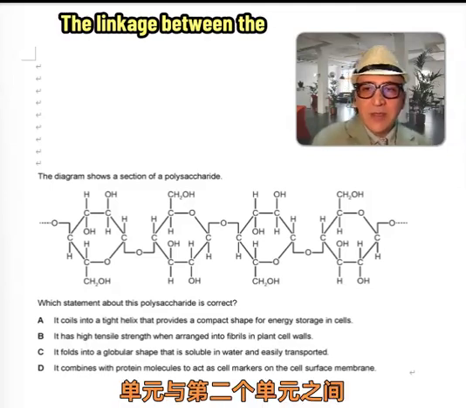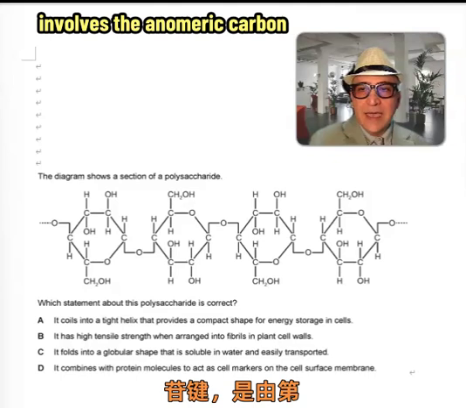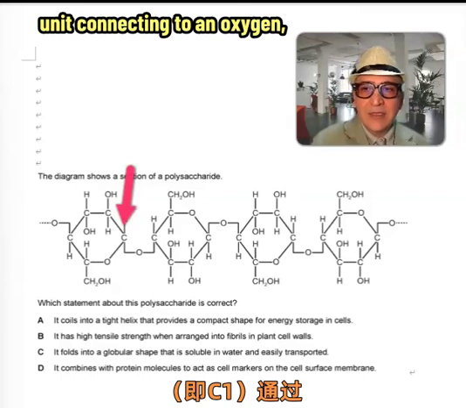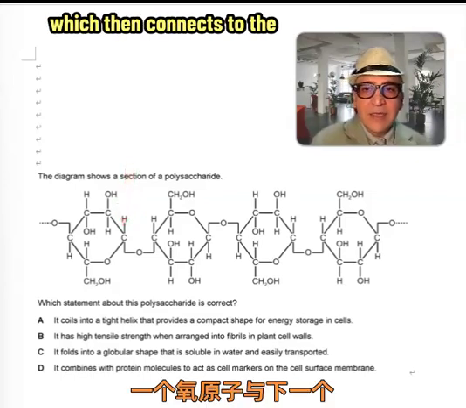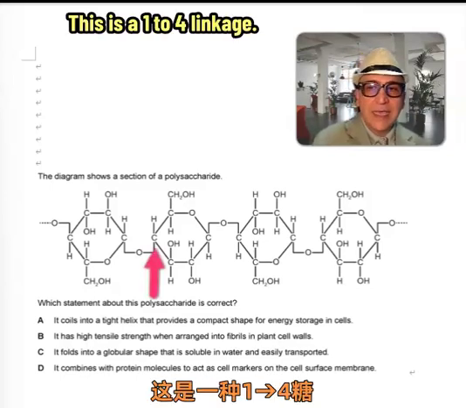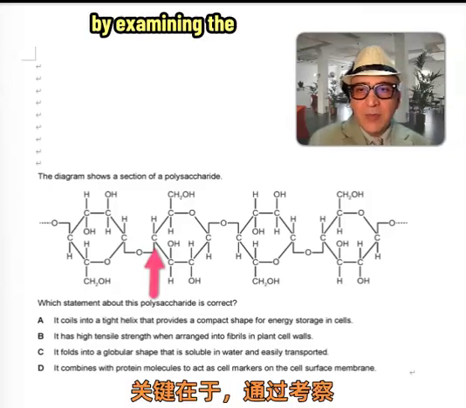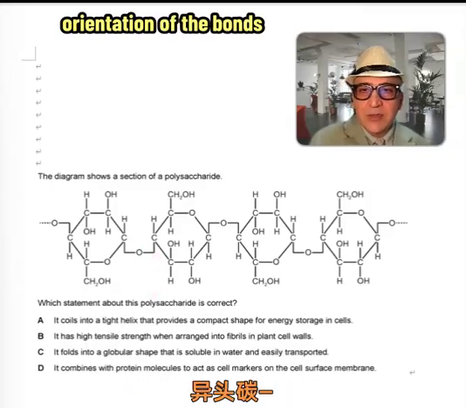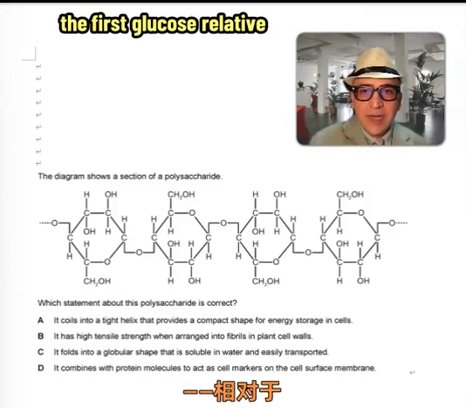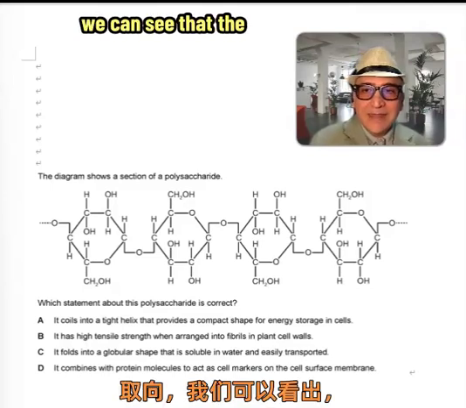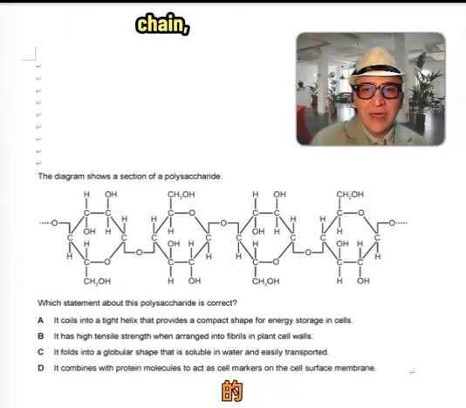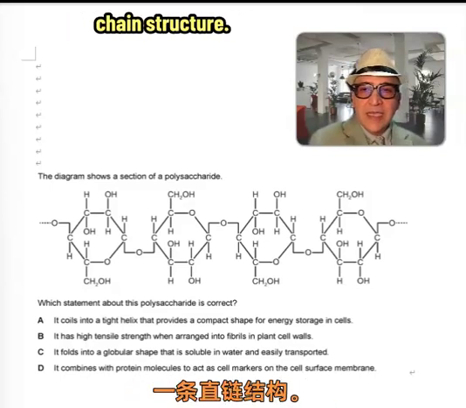The linkage between the first and second unit involves the anomeric carbon, or C1, of the first unit connecting to an oxygen, which then connects to the C4 of the next unit. This is a 1-to-4 linkage. Crucially, by examining the orientation of the bonds at the anomeric carbon, which is C1 of the first glucose, relative to the ring plane, we can see that the linkage maintains the same relative orientation in the chain, forming a straight chain structure.